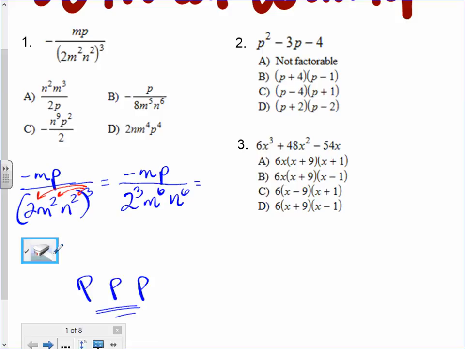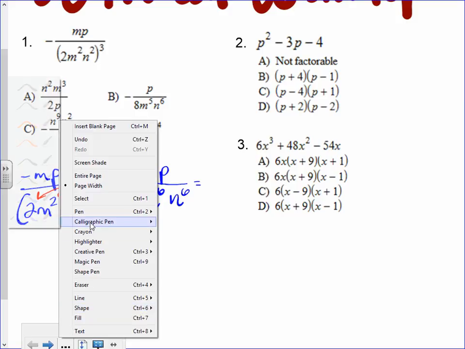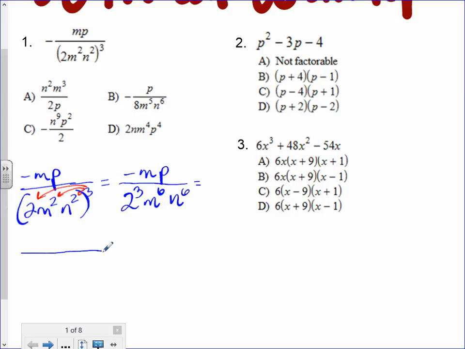Simplify, great. How would you simplify? This is m to the first, so 6 minus 1 is what? Alright. Great. Where's it go? Top or bottom? Or, excuse me, numerator or denominator? Okay.